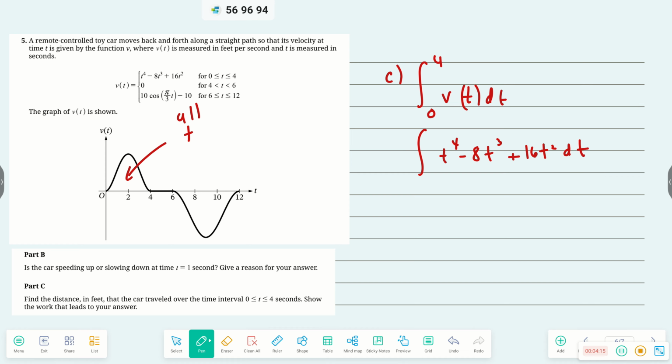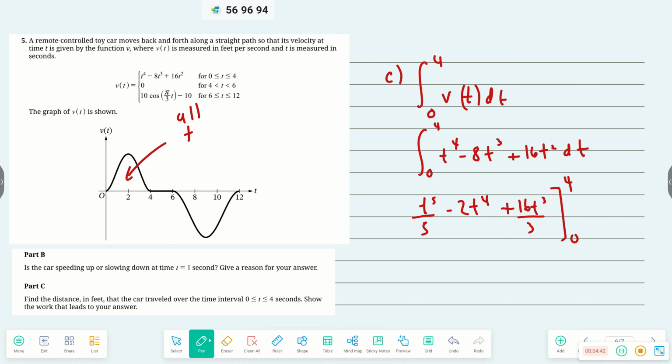Those t's are like pluses, so be careful. I'm evaluating from 0 to 4. So this is t to the 5th over 5. Oh my goodness, this is going to be a big number. Minus, we got to go t to the 4th, so that'd just be 2t to the 4th, wouldn't it? 8 divided by 4. And then 16t to the 3rd over 3. I'm going to evaluate that from 0 to 4.